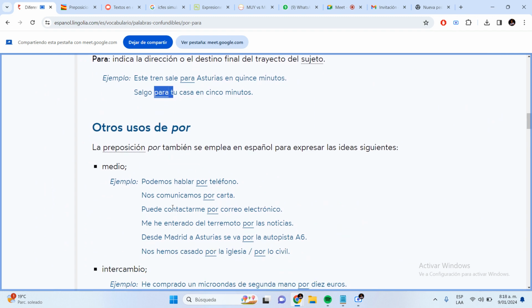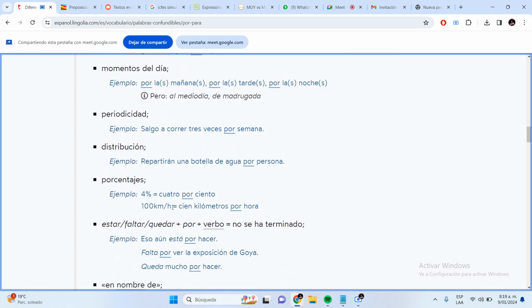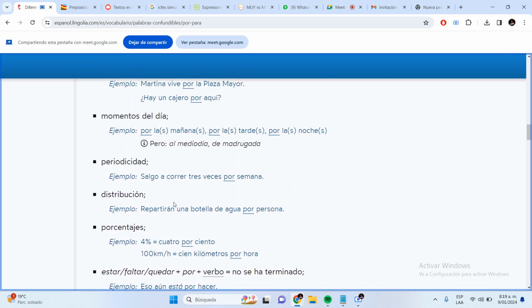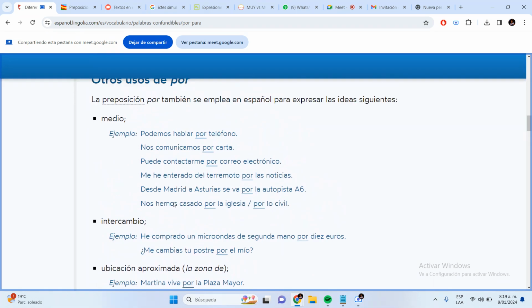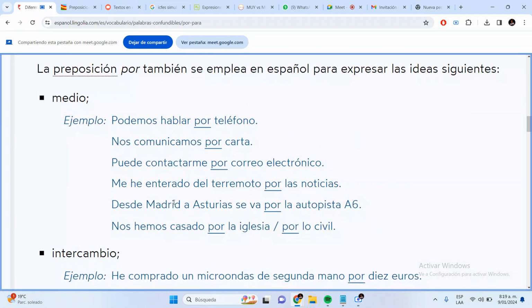Okay, and here also we have, like, por and para are very useful words, right? So they have many options to use. And we're going to talk about more, but I'm going to skip one of them because I really like being specific and I don't want you to get confused. But yeah, let's see more cases where you can use por.